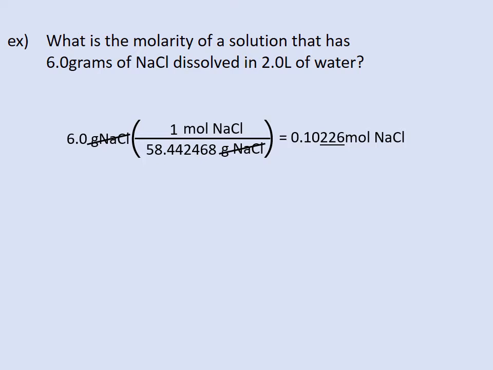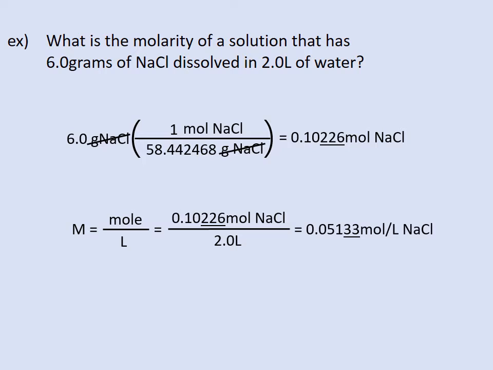It said, what is the molarity? So I'm looking for molarity equals moles over liters. I just found moles. Liters were given to me in the question. I'll run it through my calculator. I'll wind up with 0.05133 moles per liter NaCl, which is then written as, final answer, 0.051 molar NaCl.